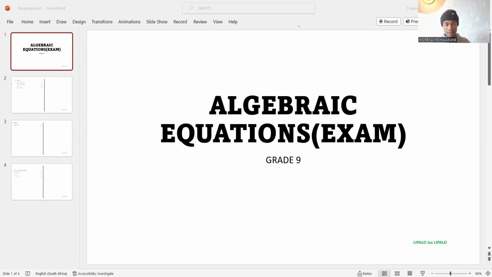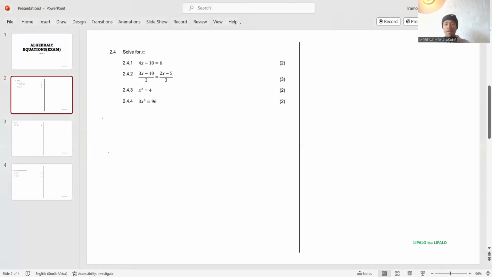Okay, we'll look at different extractions from different question papers. Basically, it's from the Eastern Cape. You have equations. Most of the time when they give you algebraic equations, they will say solve for x. Just know you're given algebraic equations. I mean, there's an equal sign there.